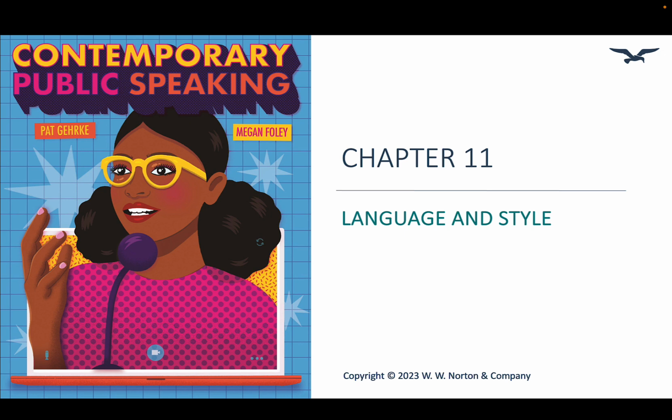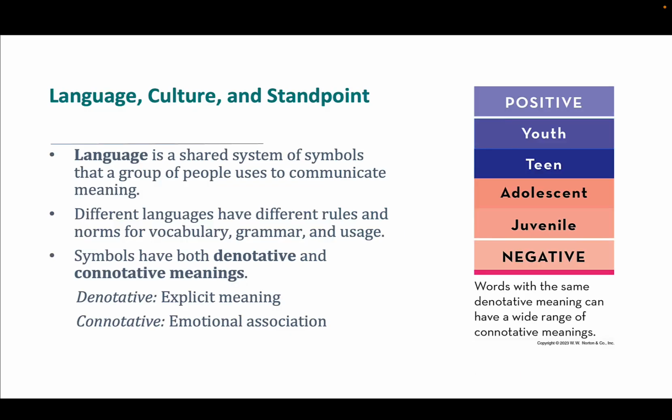We just do it. But it's a complicated process using this shared system of symbols, whether it's written, spoken, or signed, that a group of people uses to create meaning. And depending on the group, there's a different language with different rules and norms for vocabulary, grammar, and usage. And even within a group, the same word or symbol might have any number of different meanings.